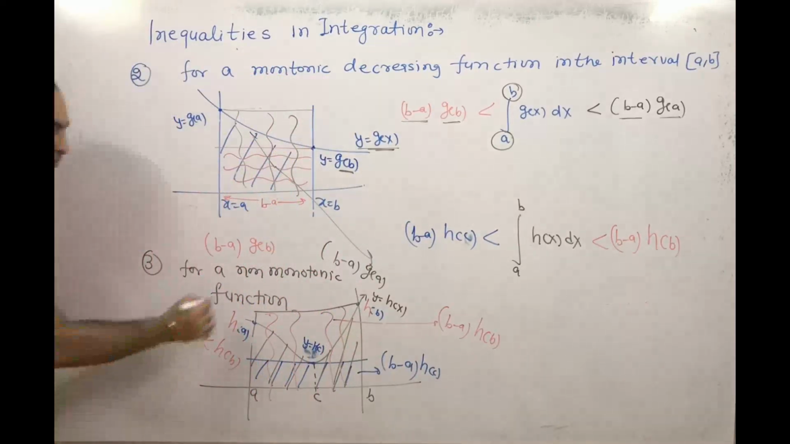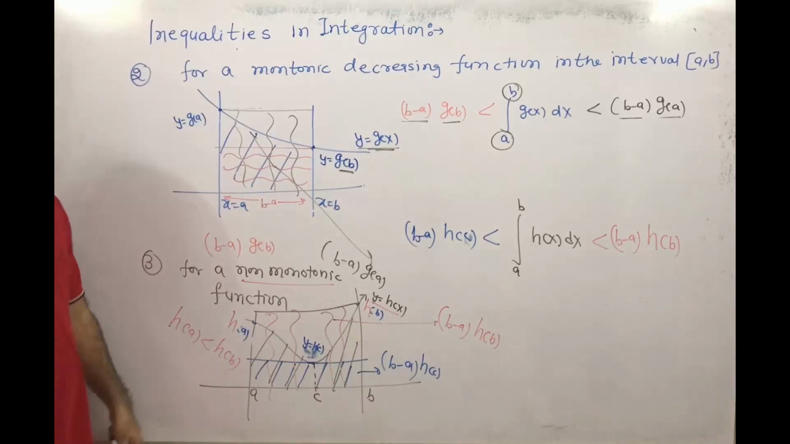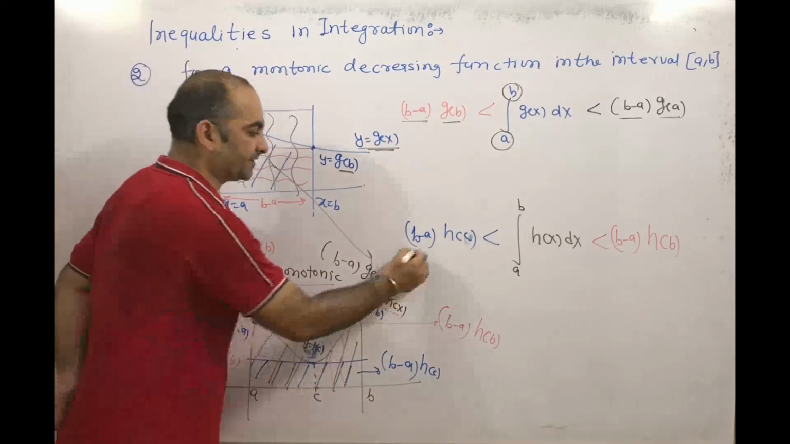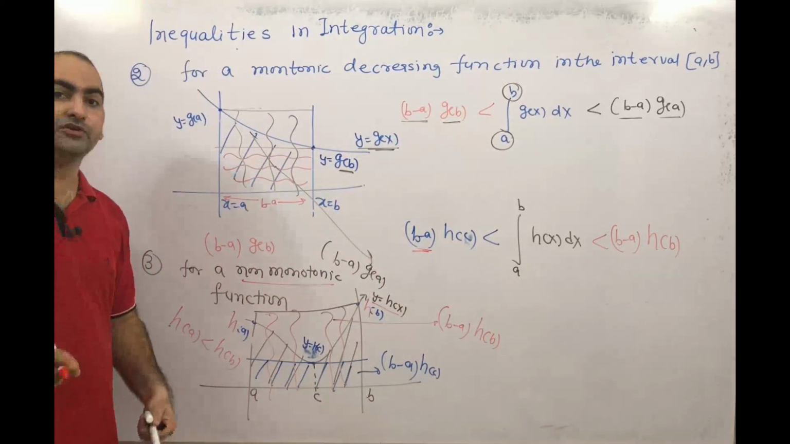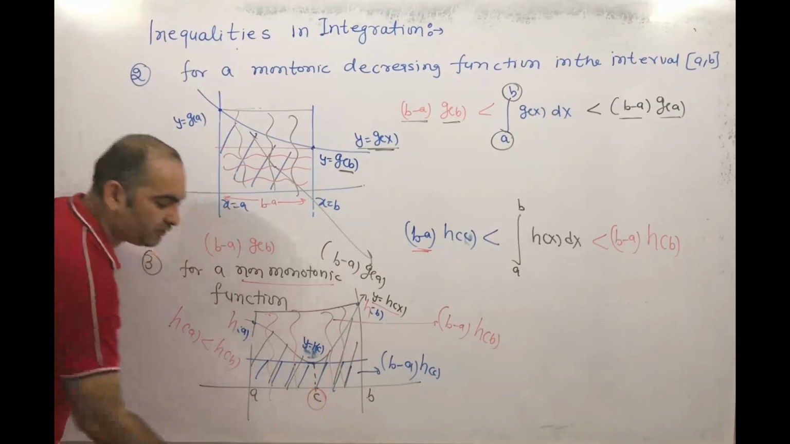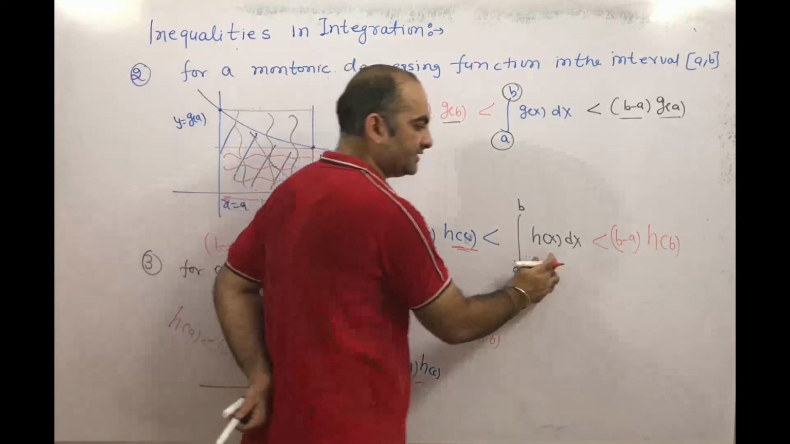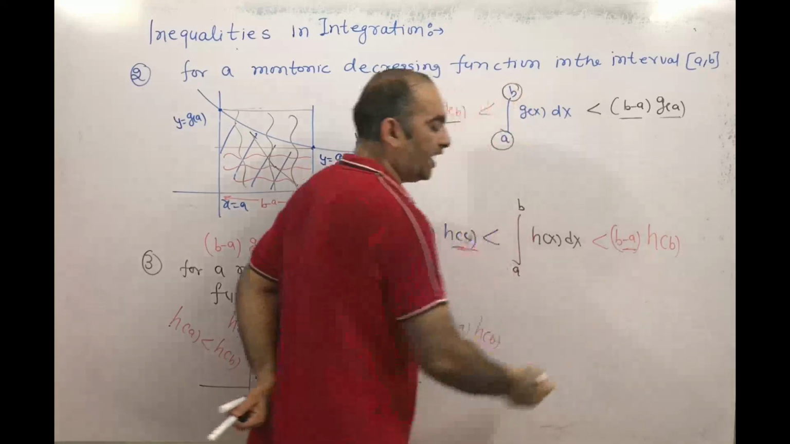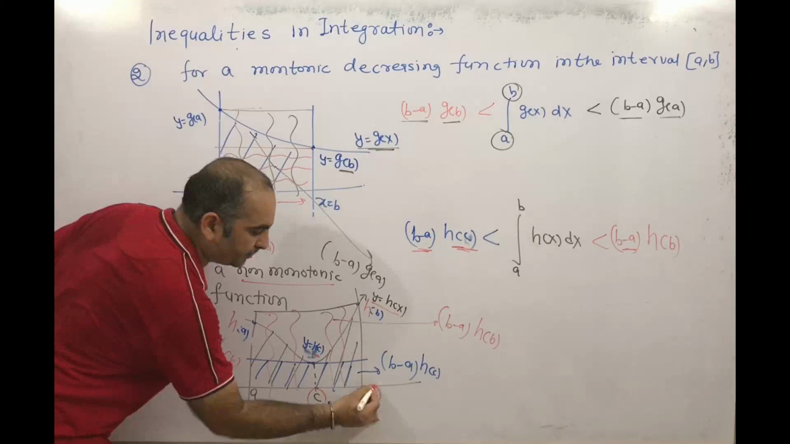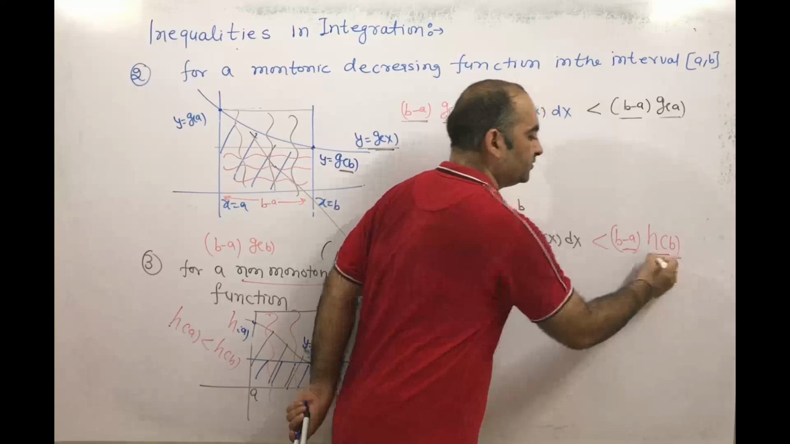So for a non-monotonic function, for example y equal to h(x), here integration a to b of h(x) dx will be greater than the difference between the limits and the lower value of the function y equal to h(x). The lower value we are getting at x equal to c, and the value will be h of c. So here we are multiplying h of c, and this one is less than the difference between the limits and the highest value of the h(x) function. The highest value we are getting at x equal to b, so that is h of b. So here we are multiplying h of b. So this is the third property.